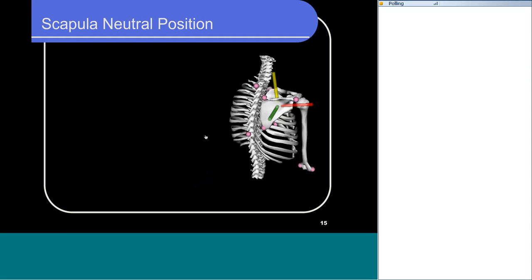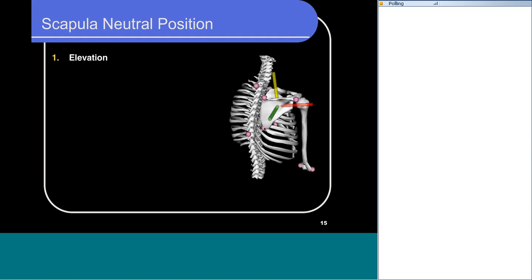One of the main points is that we're not using the identical location of the ISB frame. As you can see, the ISB frame is at the acromion, and we've slid it over to be at the centroid of these anatomical markers between the acromion, the spine of the scapula, and then the inferior angle.